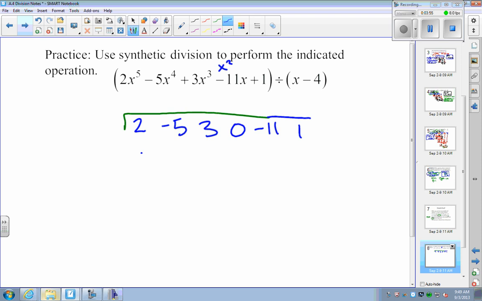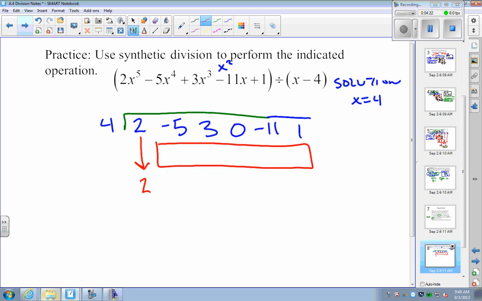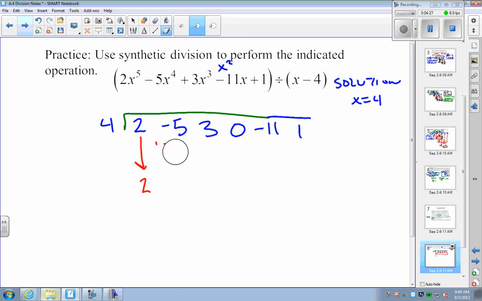So now, 5th, 4th, 3rd, squared, 1st, constant. So we have them all. You can double check. If we're dividing by x minus 4, what's the solution? The solution is 4. So that's what you're dividing by. Okay, here's what I mean by drop the first term down and add. Drop it down and leave a space, like leave this whole row blank, because that's where some work's going to go. And now we multiply up and we add.